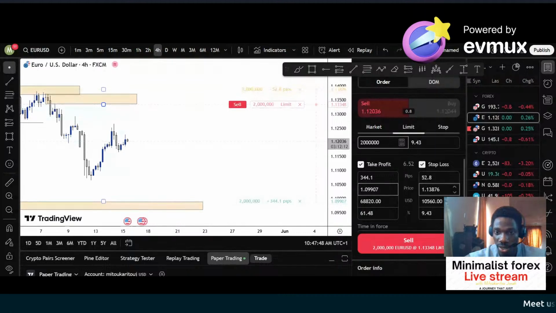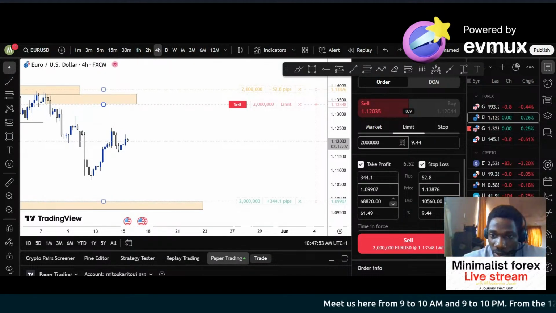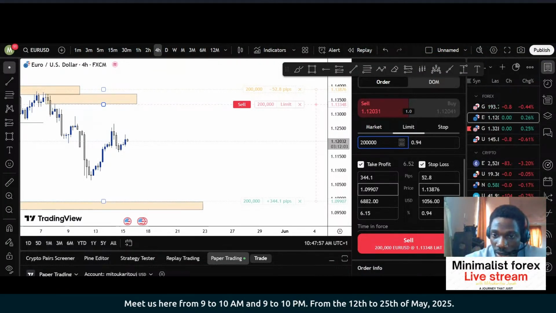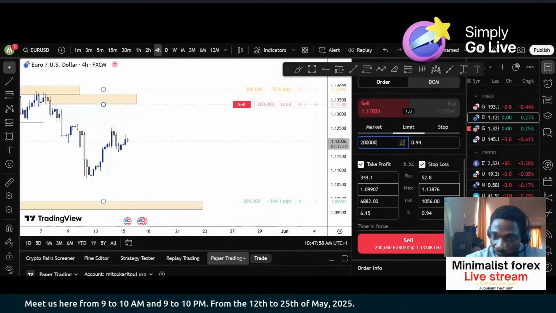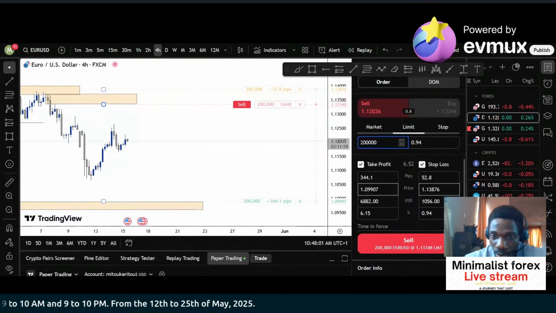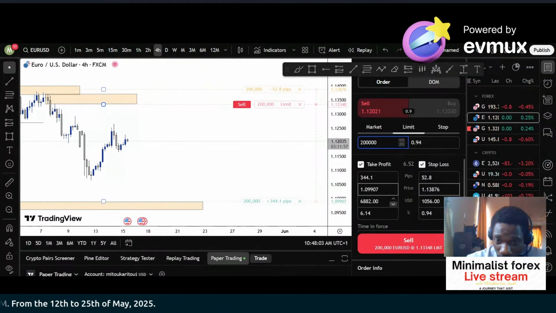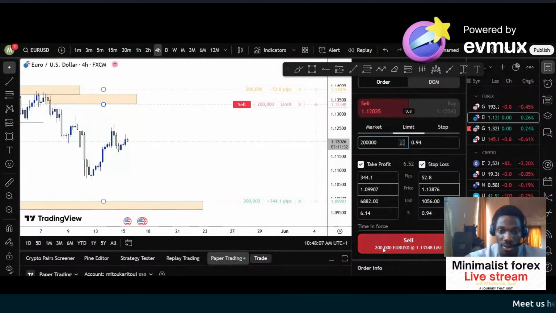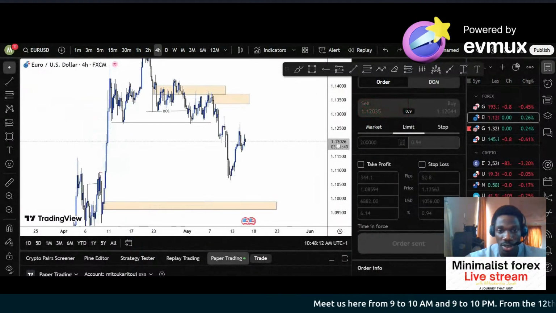This is 1 to 6. With these lots, I'll be risking $1,056. And if it goes into profit, I'm going to be getting $6,882. So it's 6 times what I'm risking. So I'm just going to place this order. I mostly use limit orders because I'm not going to be on the chart every time.